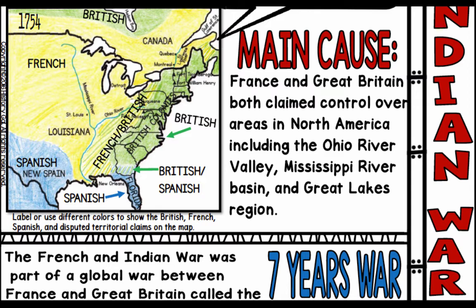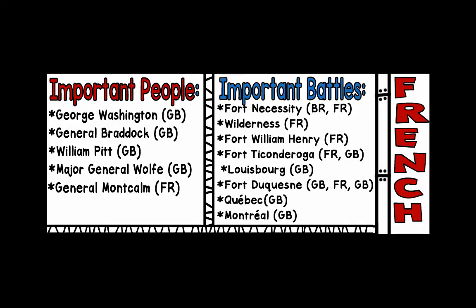Now, the French and Indian War was actually a smaller part of a global war that was happening between France and Great Britain. This global war was called the 7 Years' War, and essentially it could be considered the real first world war that's happening, because now we have conflicts that are happening not only in Europe, but now over here in North America. Now you guys are going to write down the important people and important battles.